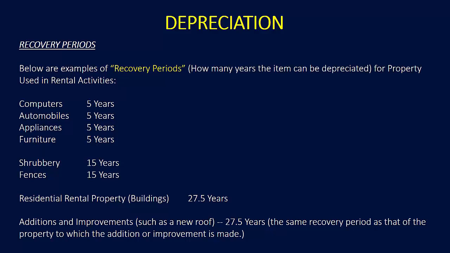And this is for property used in rental activities: computers, 5 years; automobiles, 5 years; appliances, 5 years; furniture, 5 years; shrubbery and fences, 15 years; residential rental property, the building itself, 27.5 years; and any additions and improvements such as a new roof, 27.5 years, the same recovery period as that of the property to which the addition or the improvement is made.